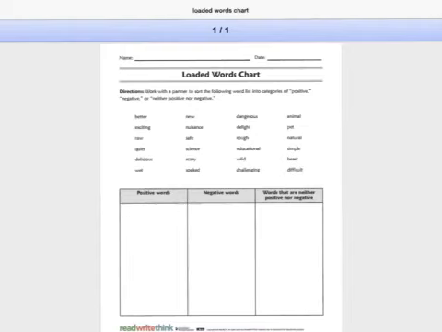The next activity that the students will be part of is doing a loaded words chart. This chart is courtesy of Read, Write, Think, but why reinvent the wheel? And they sort these words into the proper categories of positive words or negative words, or words that are neither positive or negative. And this will allow us, when we get to the next activity, to kind of give them hints of what they ought to be looking for.